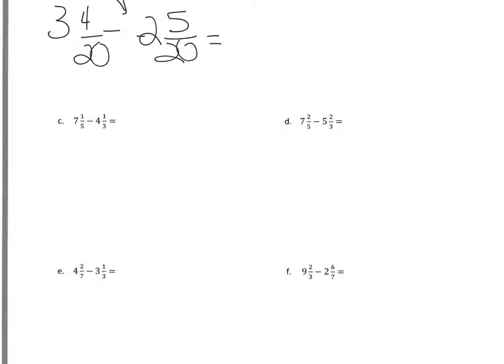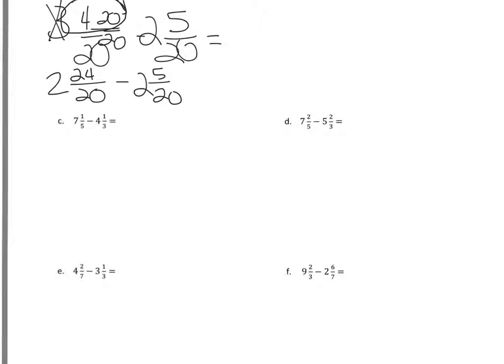Now I'm going to subtract. 4 twentieths minus 5 twentieths is, oh, I can't do that. So I cross out the 3 and make it a 2. And I bring over a whole number fraction of 20 twentieths. I can add these numerators together to make my fraction bigger so that I can subtract. My new fraction is 2 and 24 twentieths minus 2 and 5 twentieths.